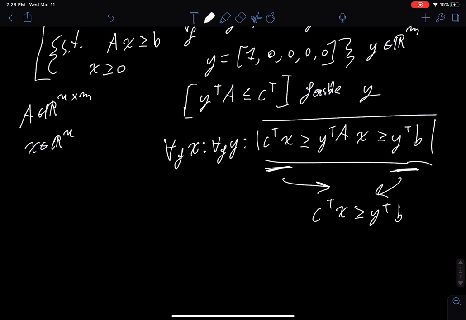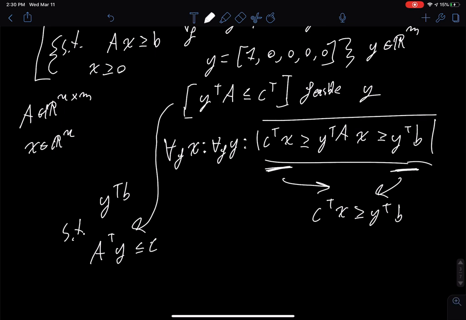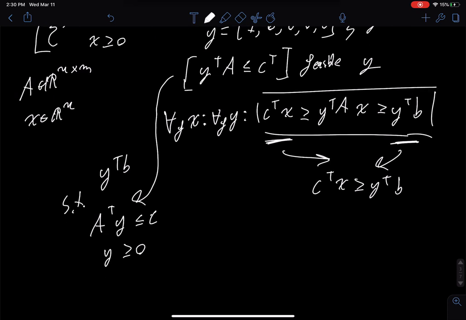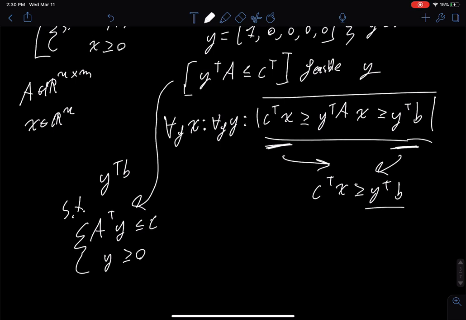Specifically, this tells me that now I can look at all y transpose b such that this constraint up here holds, such that, and we'll take transposes to make things more readable, A transpose y is less than or equal to c. And similarly, I only want to look at positive values of y, because otherwise, when I multiplied by y in this right here, it would flip the sign, so I need to have that y is positive in order for this to hold. Then, for all y that satisfy these two conditions, y transpose b is going to be less than or equal to c transpose x for all feasible x.